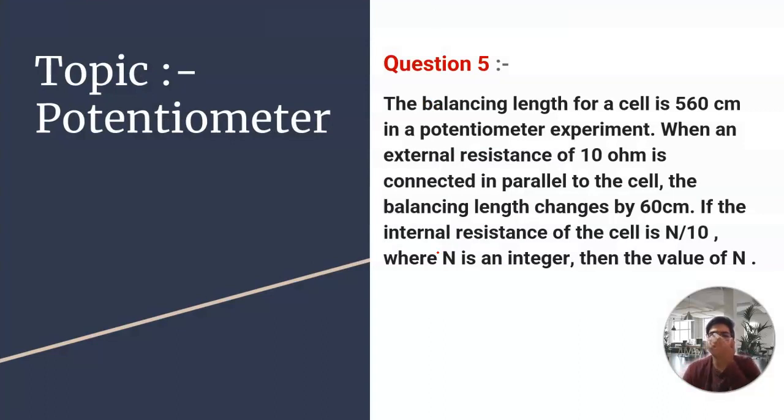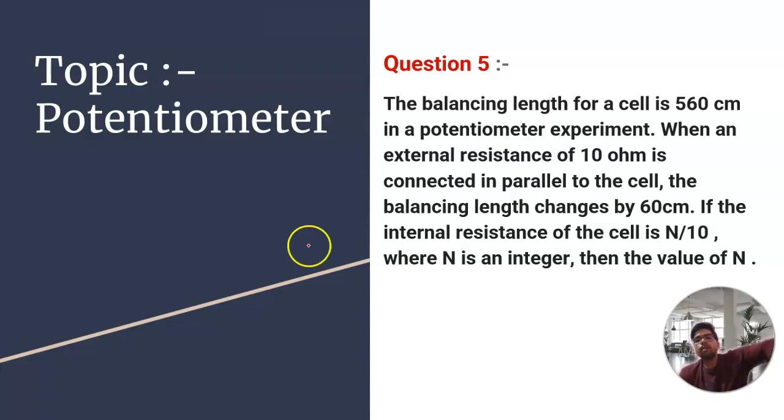The balancing length for a cell is 560 centimeter in a potentiometer experiment. When an external resistance of 10 ohm is connected in parallel to the cell, the balancing length changes by 60 centimeter. If the internal resistance of the cell is n by 10, where n is an integer, the value of n is how much?